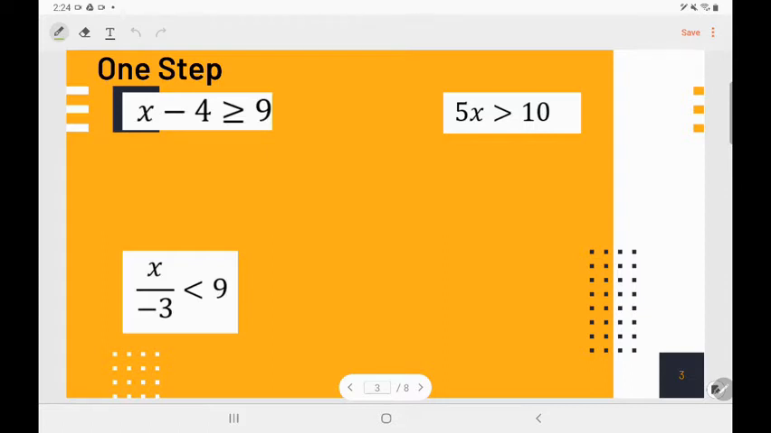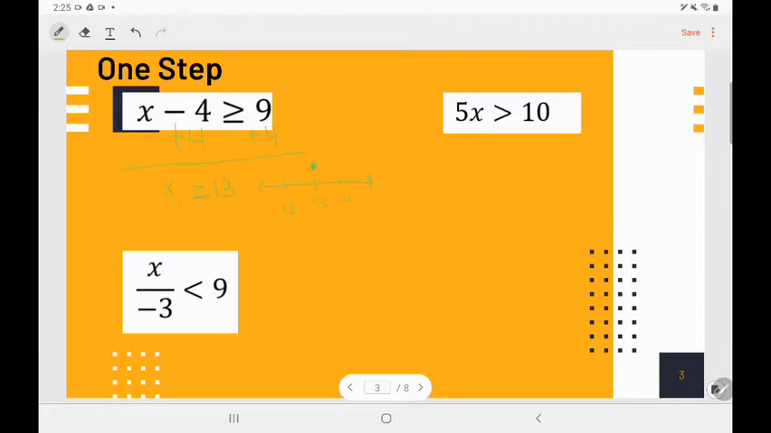One-step equations. If I'm trying to isolate x, I need to get rid of minus 4. I'm doing the inverse just like with equations. Plus 4, and that gives me a grand total of x is greater than or equal to 13. And that's it. If I have to graph that solution, I would put 13 on my number line, 14 is bigger, 12 is smaller. Remember, if I have something that is or equal to, that means it can equal 13, and I put a closed dot there.